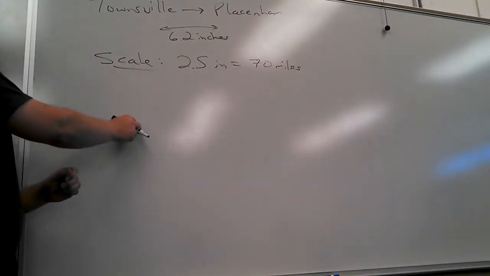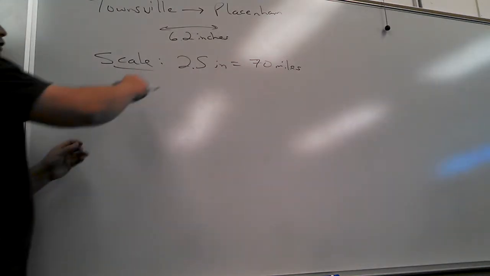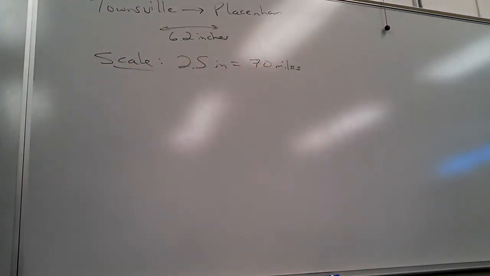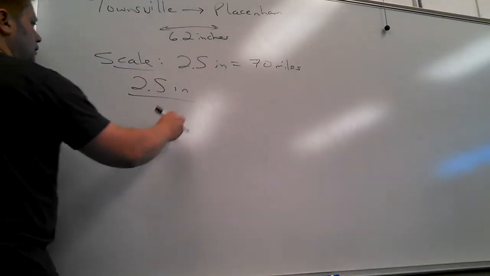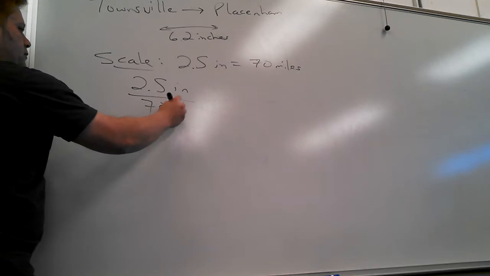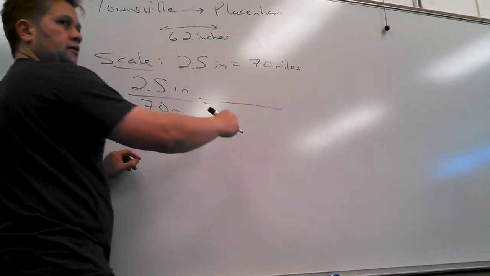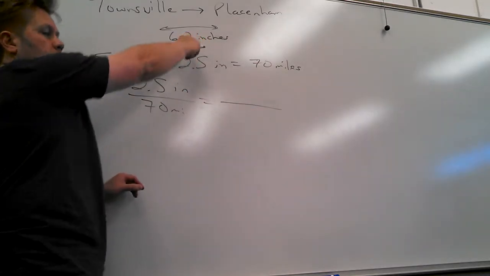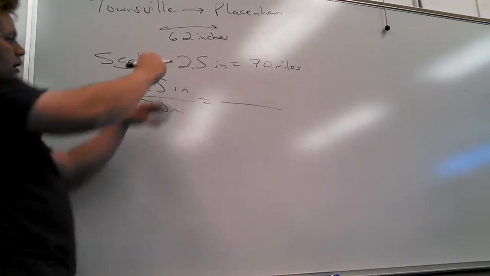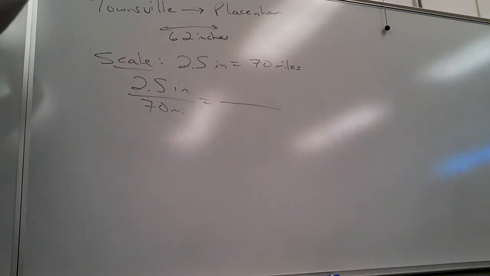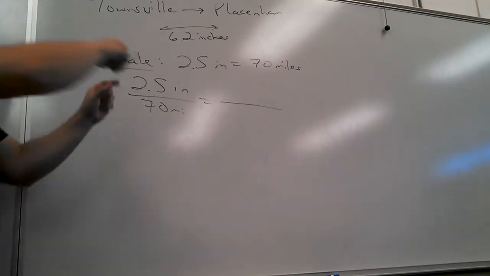What can I do with that? Every 2.5 inches is 70 miles. So I can set up a ratio. Exactly. A ratio equates two things. So every 2.5 inches is also 70 miles, equals, so what's got to be on the top? X. 6.2. Because I know 6.2 inches, right? Inches got to be on the top. I could have turned this way, I could have had 70 miles over 2.5 inches, but then I would have to have miles over inches. It doesn't matter, as long as it's the same.